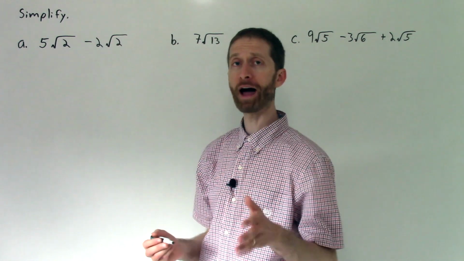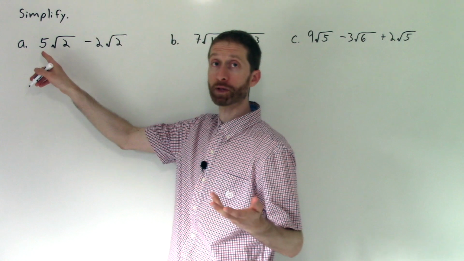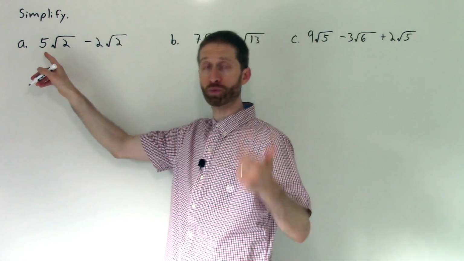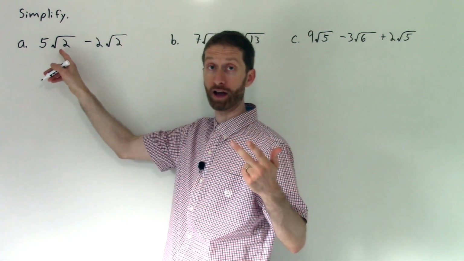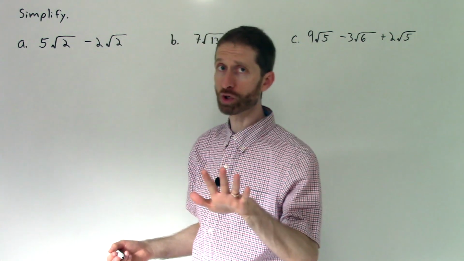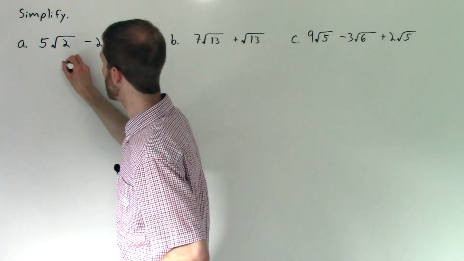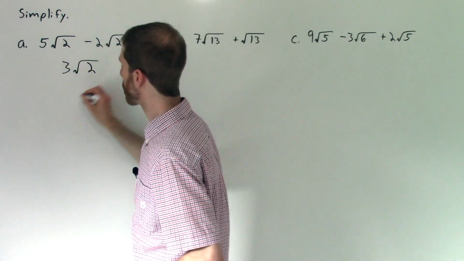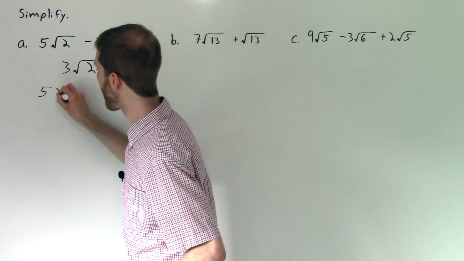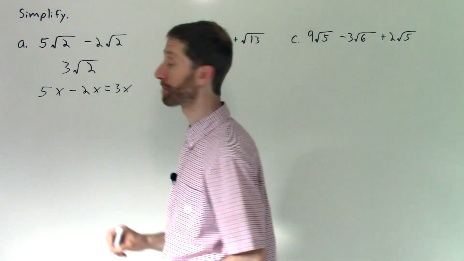Well, if you read it as 5 root 2's minus 2 root 2's, because that's what multiplication means, right? You have root 2 plus root 2 plus root 2 added 5 times, and then you're subtracting 2 root 2's. Well, if I have 5 root 2's minus 2 root 2's, that leaves me with 3 root 2's. Quite literally, you're thinking of it as 5x minus 2x, which would leave us with 3x. It's like combining like terms.